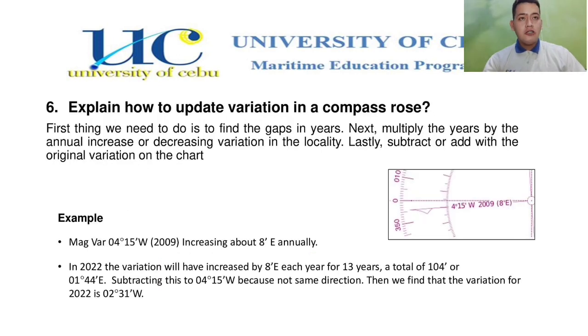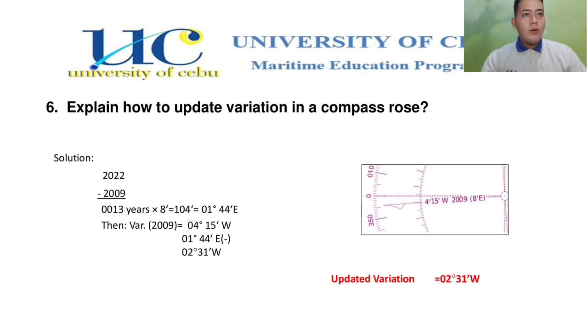And finally, for question number 6, explain how to update variation in a compass rose. We're going to use this example that was also given during the class. We have a magnetic variation of 4 degrees 15 minutes west in 2009, increasing about 8 minutes annually. So in 2022, the variation will have increased by 8 minutes east each year for 13 years, a total of 104 minutes or 1 degree and 44 minutes east.